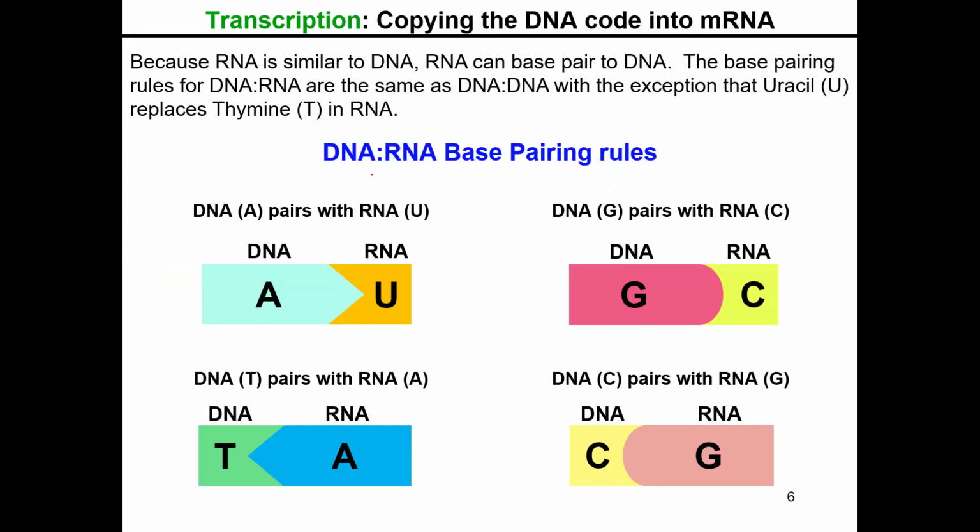Again, this is just another way of seeing that over here. We have our DNA and RNA. So remember DNA: A, T, C, G. And then when it comes to RNA: A, U, C, and G.